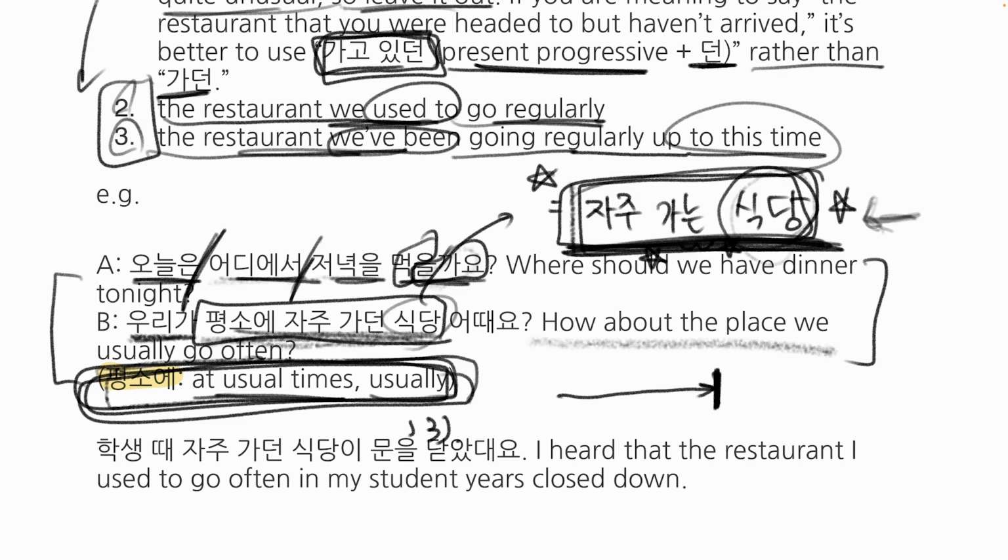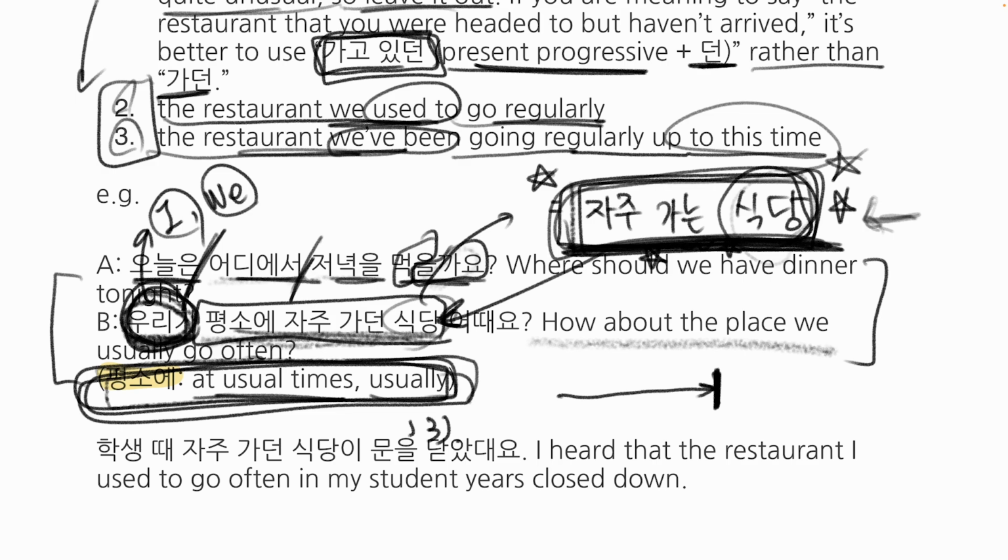Actually, 자주 가는 식당 will be used more often in this case because when the doer of the action is like the first person, I or we, you're more certain whether that will continue to happen or not, right? So it's better to use 자주 가는 식당 here.